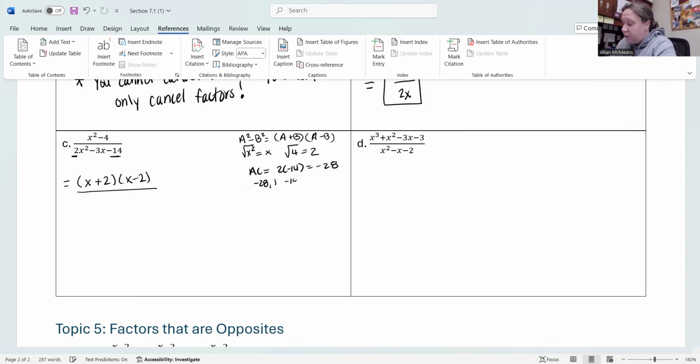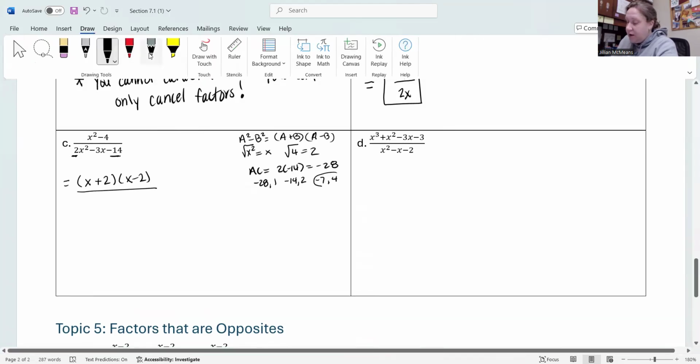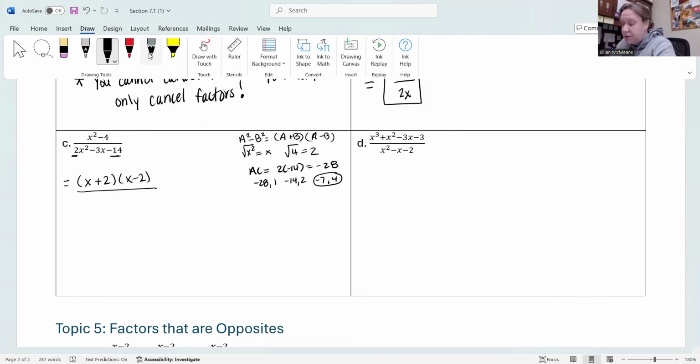We could have negative 14 and 2, 3 and 4, or negative 7 and 4, and we can stop there. I don't think there are any other factors, but we can stop here because negative 7 plus 4 is -3. So what we do is we rewrite the polynomial.